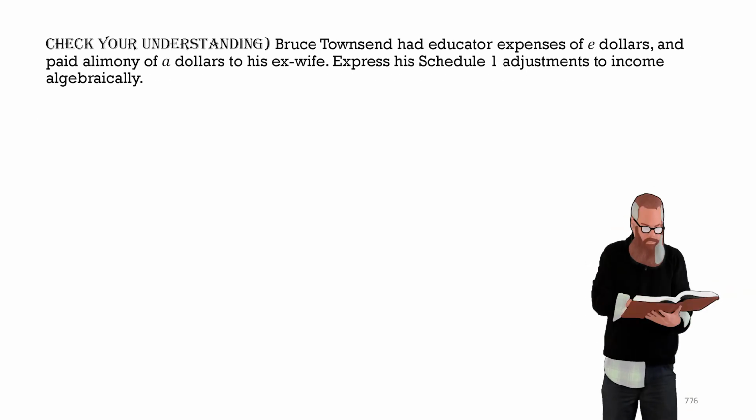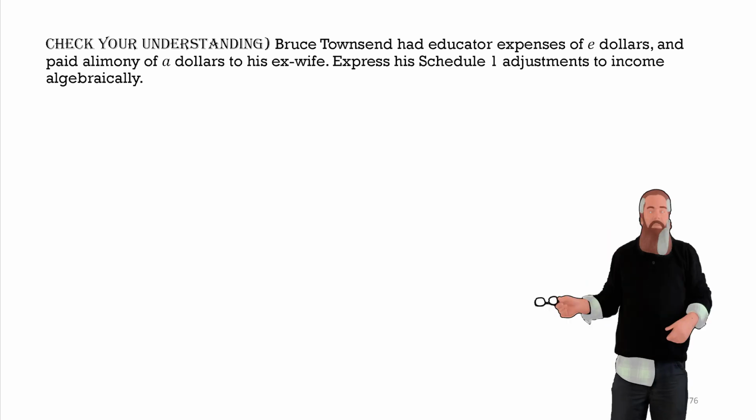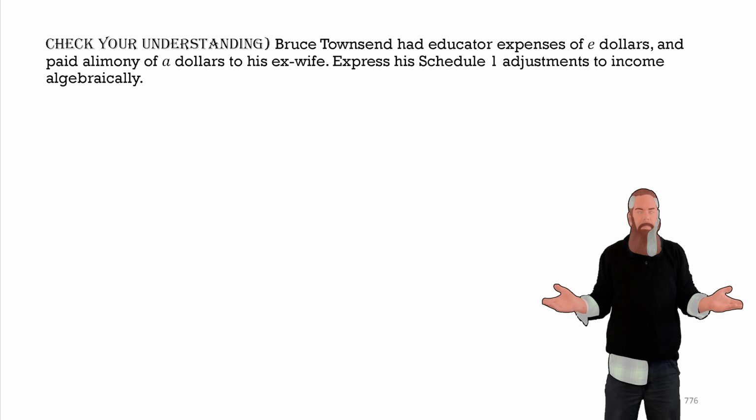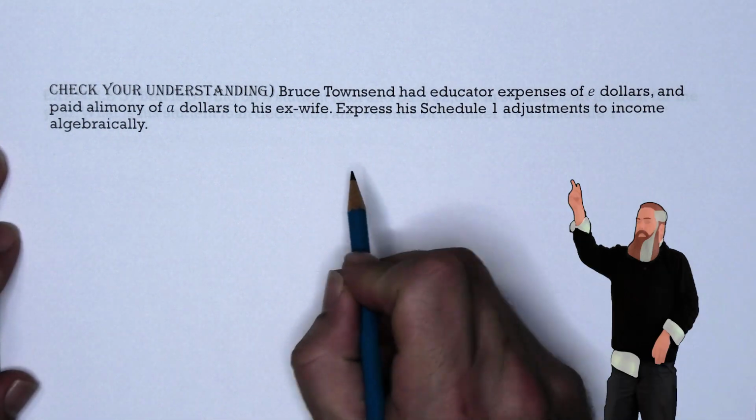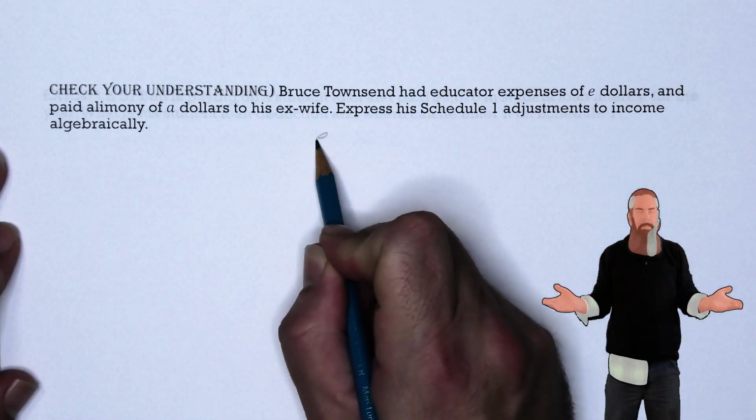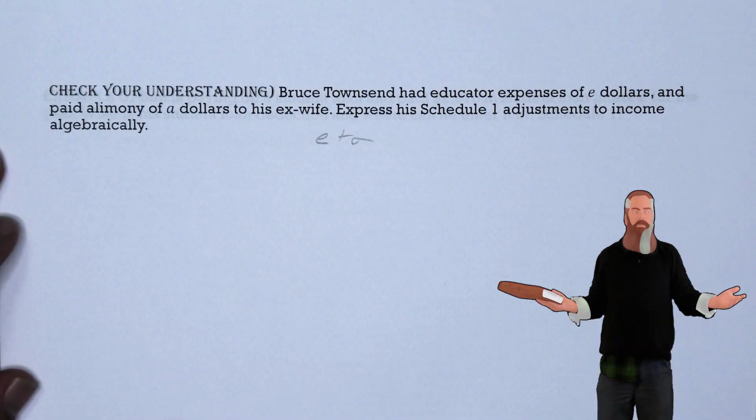Bruce Townsend has educator expenses of E dollars and paid alimony of A dollars to his ex-wife. Express his Schedule 1 adjustments to income algebraically. Once again, we wind up with something rather straightforward. We know that we have E and we have A, and there is our expression.